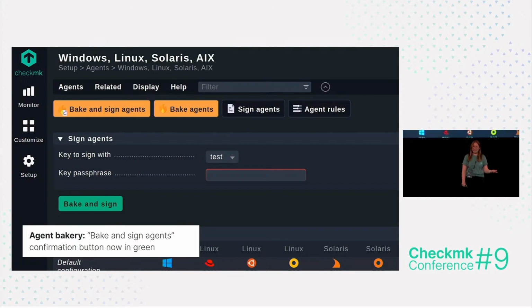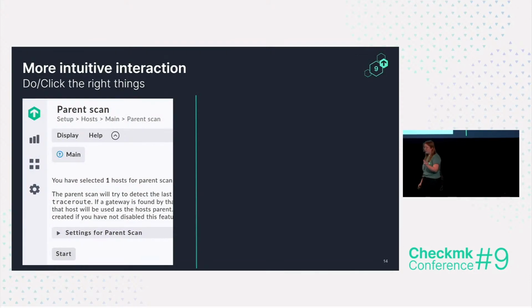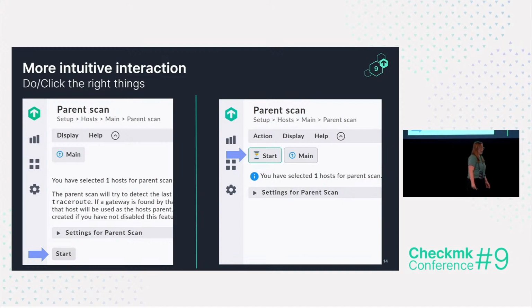Because it's now consistent to our other confirmation dialogues and also way better visible, of course. We have some troubles with inconsistency with buttons, positioning-wise and styling-wise. For example, if you want to trigger a network parent scan, you have to click on that gray button on the bottom, and this is inconsistent with other buttons triggering a background job, like a service discovery. So for the 2.2, we moved it to the top, added an icon in front of the label, and a green stroke around it, making it more visible and easier to access.